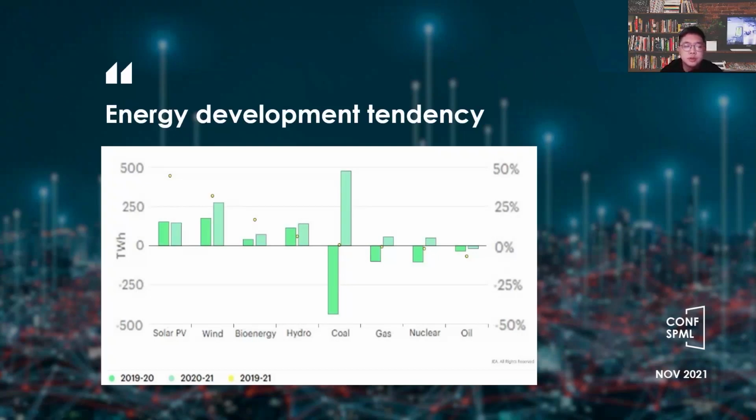In addition to the decrease in solar photovoltaic power generation, other energies such as wind, biomass, hydropower, nuclear power, and coal increased. Thus, traditional fossil energy like petroleum, natural gas, coal still occupies the dominant position, posing a huge challenge to the realization of the double carbon target.